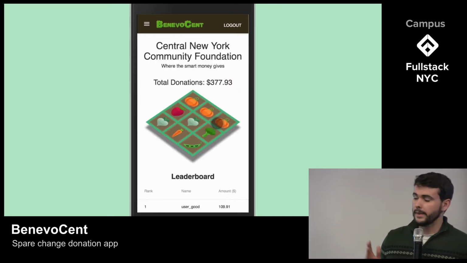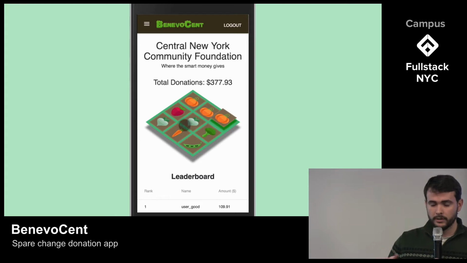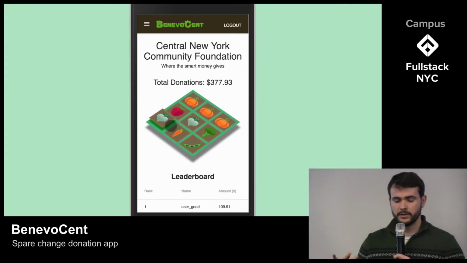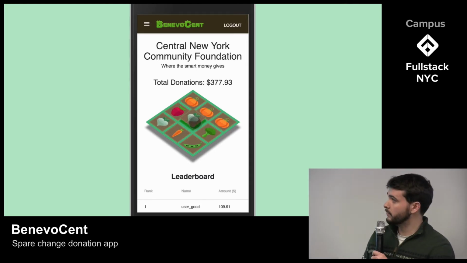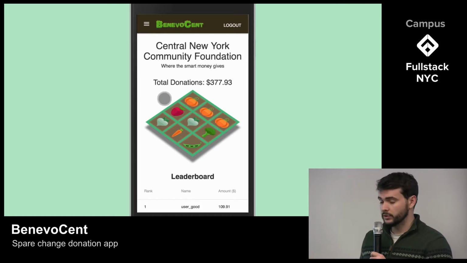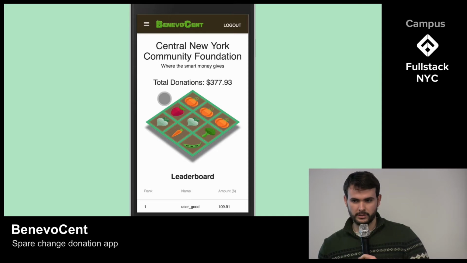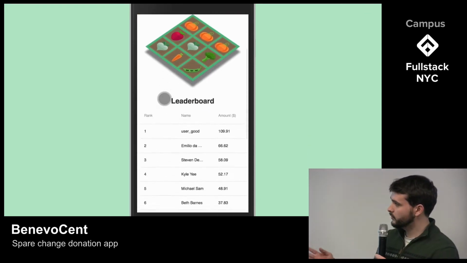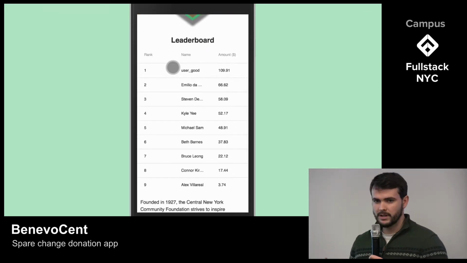Or if they're feeling extra generous, users can give what amounts to over 100% of their total change. As users build their own personal garden, they're also contributing to each charity's community garden, which has a lump sum of all the money donated to that charity. The community garden is made up of 9 plots, which serve as a leaderboard to help promote competition.